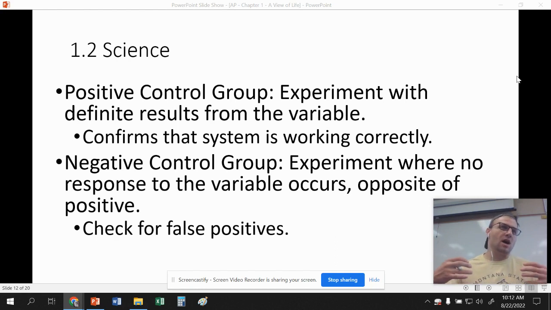Whether it's our testing methods or our data collecting methods aren't working right, there's something going wrong here. This checks to make sure that your experiment is running correctly. Because if we don't get those results, something's going wrong. Negative control group: an experiment where no response to the variable occurs, the opposite of positive. This checks for false positives. This checks the system again, if your data collection is going correctly, and just makes sure your data management is correct. So these are two different types of control groups.